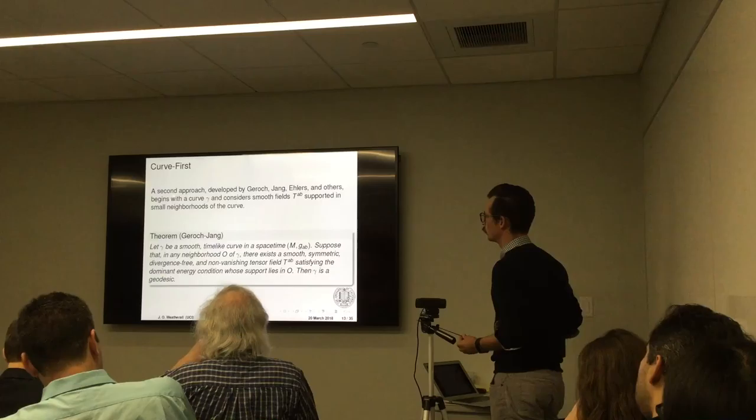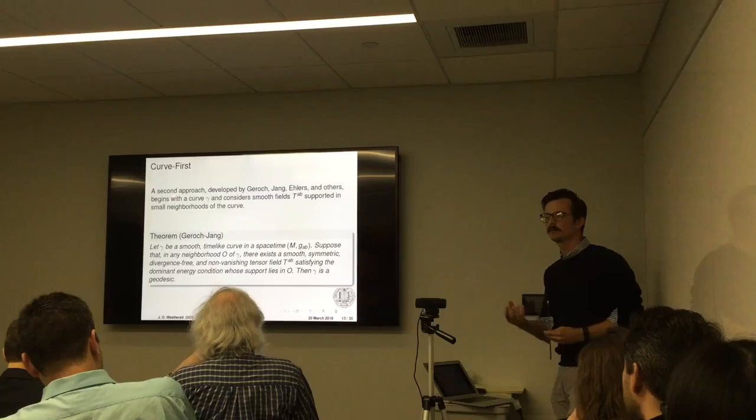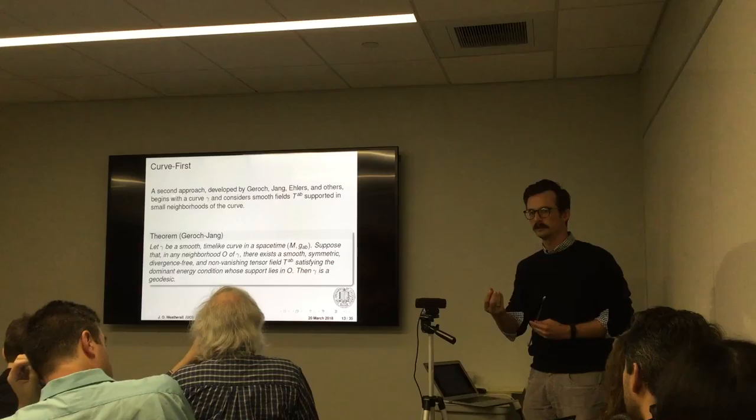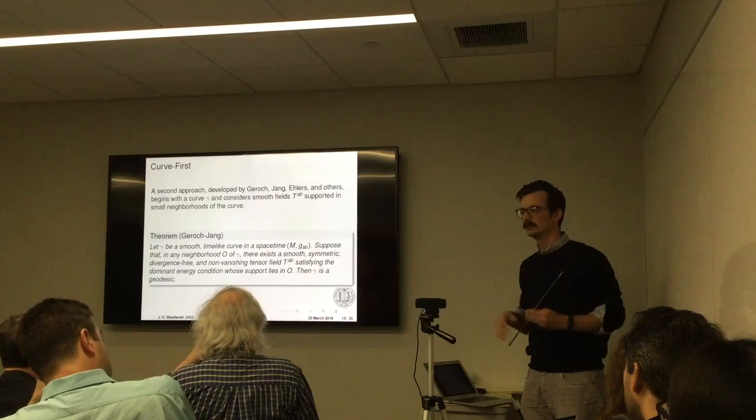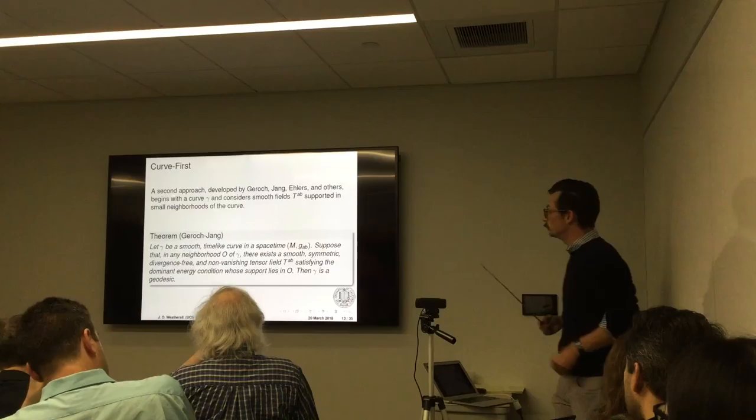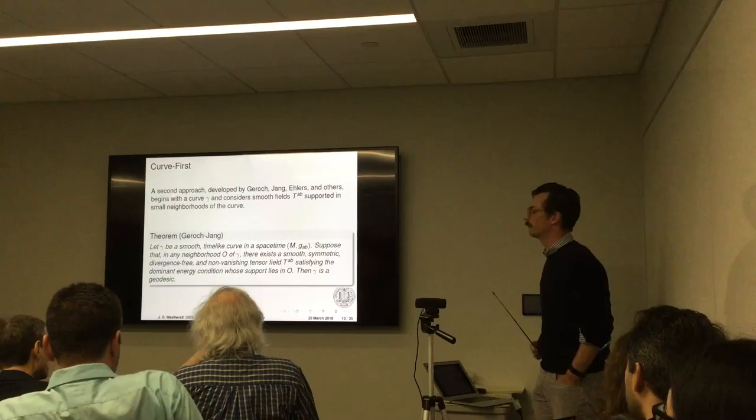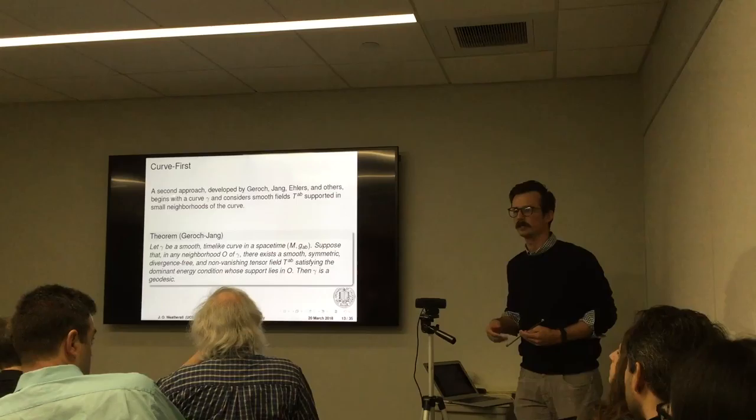Then gamma is a geodesic. And so the basic picture is, if you give me a curve, and near that curve I can construct matter fields that propagate along that curve as close to the curve as I like, vanishing outside some neighborhood of the curve for any neighborhood, no matter how small. And I can do this in such a way that the T_AB satisfies the dominant energy condition and is divergence-free. It follows that the curve must be a geodesic. So the interpretation is supposed to be that the only curves along which arbitrarily small bodies can follow are time-like geodesics.